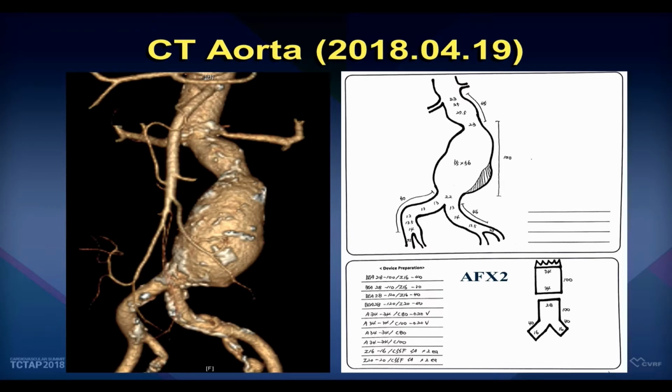So this case is actually a relatively straightforward case, except for some mild angulation at the aortic neck. In Asian countries, patients usually don't have long common iliac arteries, but this patient has common iliac arteries longer than 40 millimeter. So I think this is a good case to demonstrate the AFX2 Endologix device, and also there is the proximal mild to moderate angulation. We have had this device since summer last year.